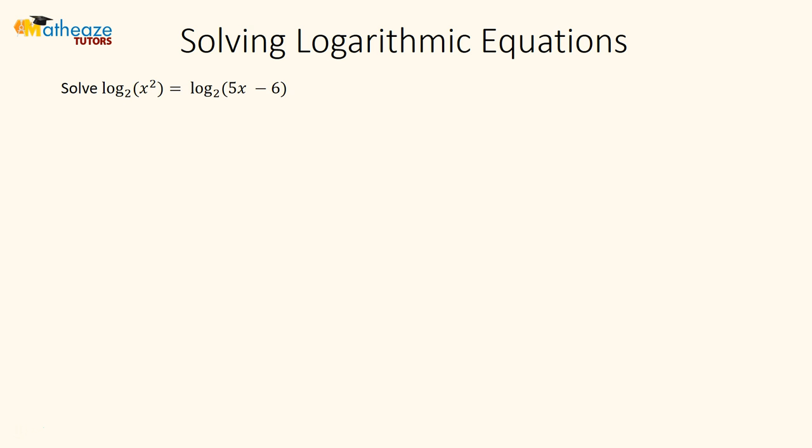Now let's look at this one here. Log to base 2 of x squared is equal to log to base 2 of 5x minus 6. So we have log to base 2 here, log to base 2 here. That means that x squared must be equal to 5x minus 6. Now we're going to create a quadratic equation here. This is going to give us x squared minus 5x plus 6 equal to 0.